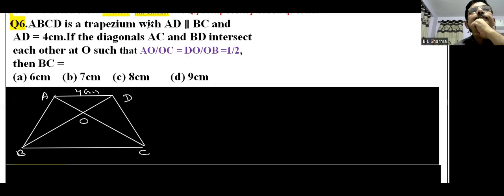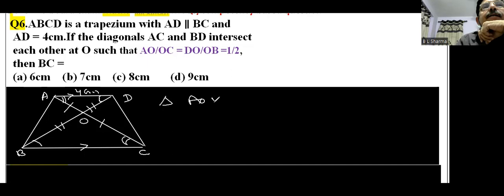ABCD is a trapezium with the lines AD parallel to BC. This line AD is parallel to BC, it is given. And AD is 4 centimeter. The diagonals AC and BD intersect at the point O, and AO upon OC is equal to DO upon BO, it is given. Then we know that this angle will be equal to this angle, alternate angles. This angle will be equal to this angle, alternate angles.